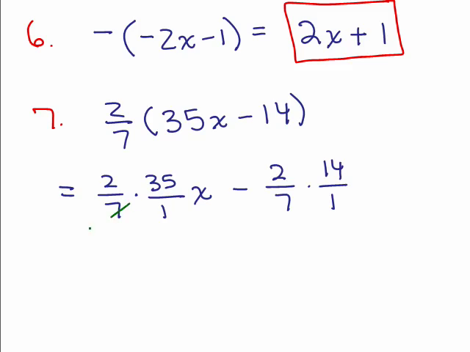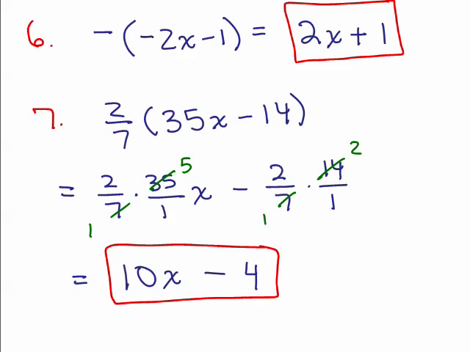So let's see, the 7 goes into the 35 5 times. So what I have here is 2 times 5 over 1 times 1. 10 over 1 is just 10. So this is going to be 10x. You don't want to leave that as 10 over 1, and you don't want to leave it as 70 over 7 if you didn't cancel. You have to reduce it all the way down to 10x minus, and let's see what's going on over here. The 7 goes into the 14 twice, so I have 2 times 2 in the numerator over 1 times 1. 4 over 1 is 4. So I've got 10x minus 4.